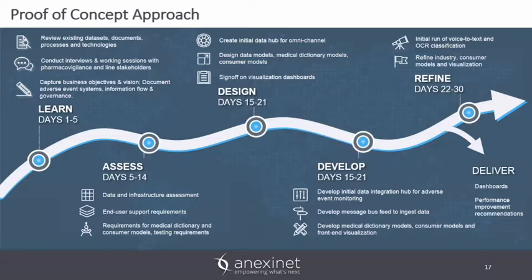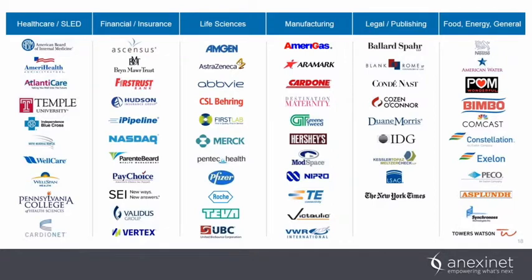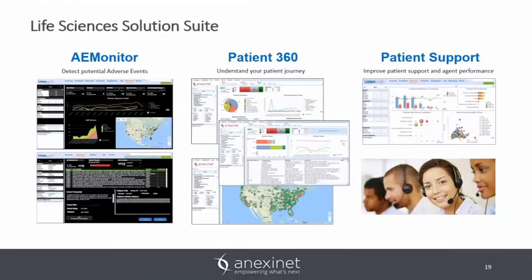Clients typically start with a proof of concept, where we'll select a limited set of data, such as voice calls, PDF files, or social media, and then assess, design, and deploy the solution to prove out the capability and help quantify the ROI for full-scale commercial rollout. Anexinet has deep vertical expertise across a variety of industries, and AEMonitor has been deployed at a number of top pharma and biotech companies.